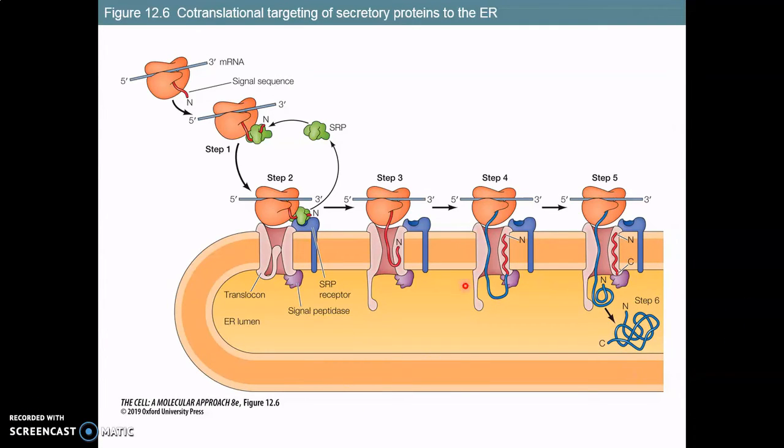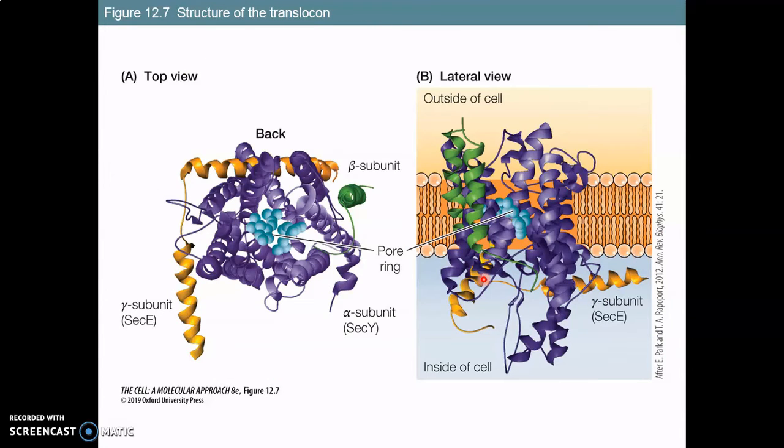So now let's take a little bit closer look at the actual structure of this translocon protein. It is actually made up of 3 separate subunits. So we have the gamma subunit, the alpha subunit, and the beta subunit, also known by the acronyms Sec-Y and Sec-E.